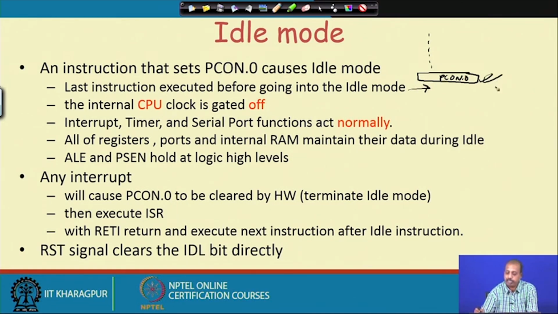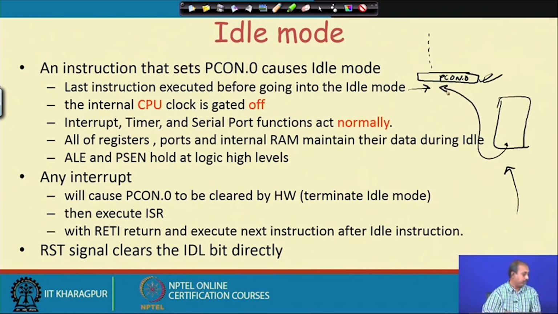After some time some interrupt occurs, and when the interrupt has occurred, this is the interrupt service routine. The processor will execute this interrupt service routine, and at the end there is a return from interrupt, the RETI instruction, which will take it to the instruction just after the setting of PCON. This way it comes back to this point after the interrupt is over, and the idle mode is over. So this way an interrupt can take the processor out of idle mode and do the operation.